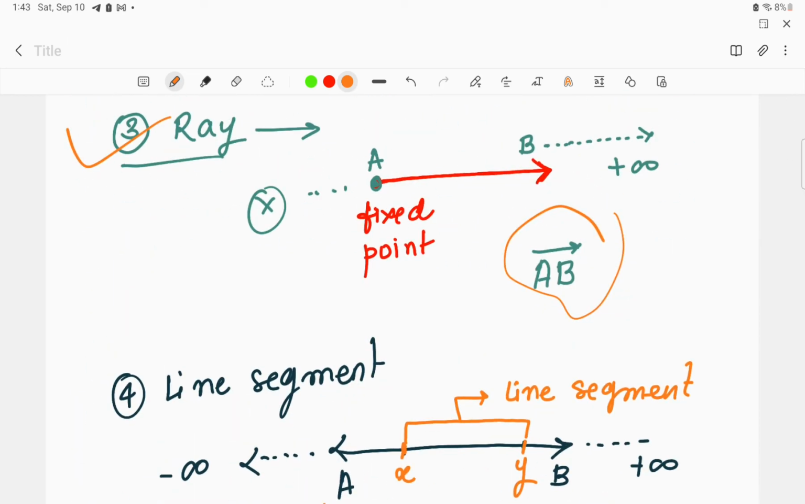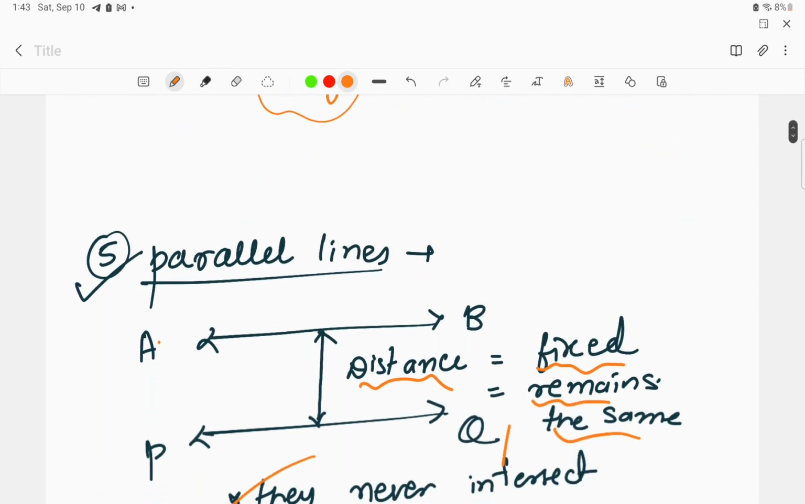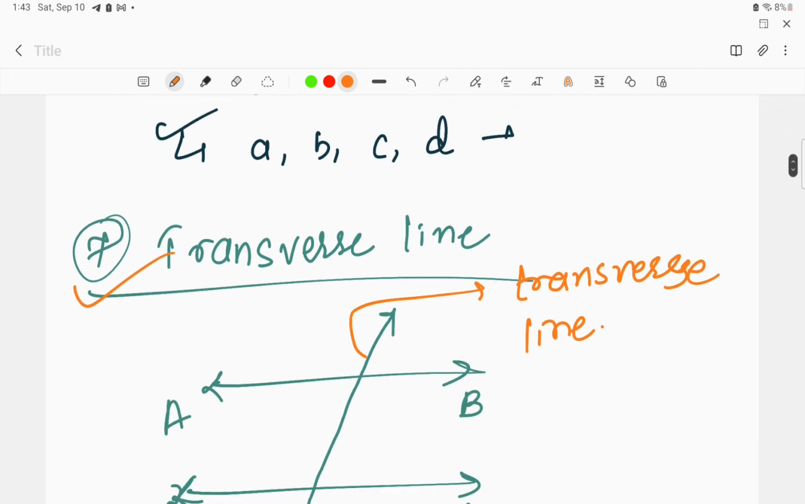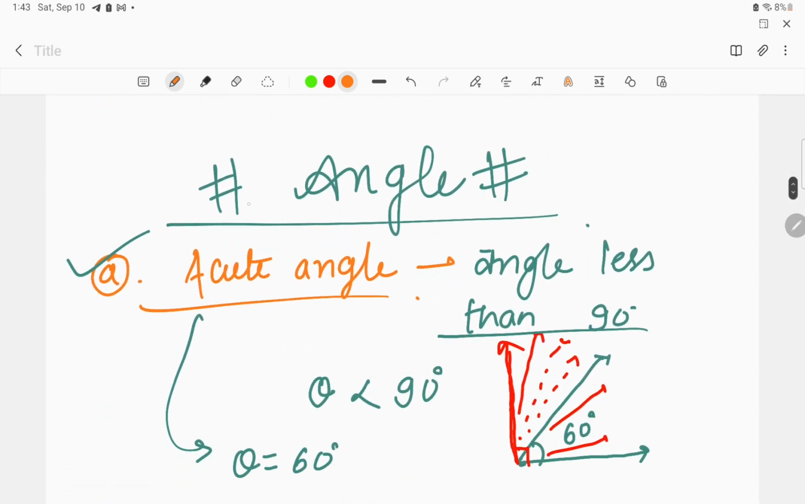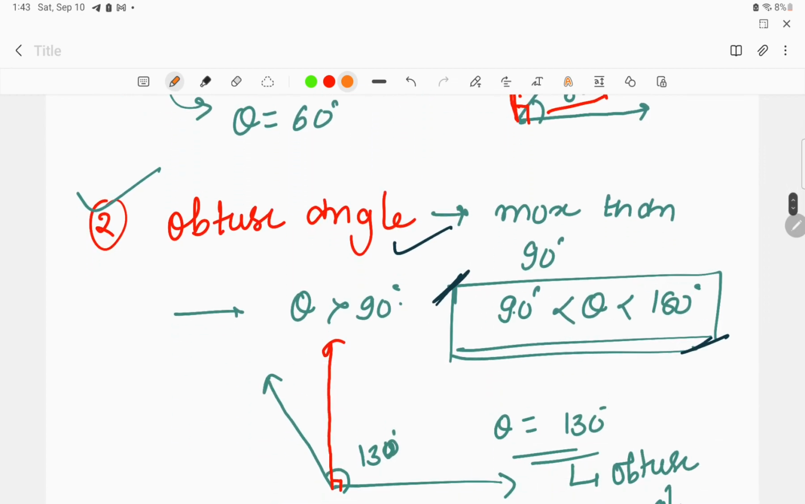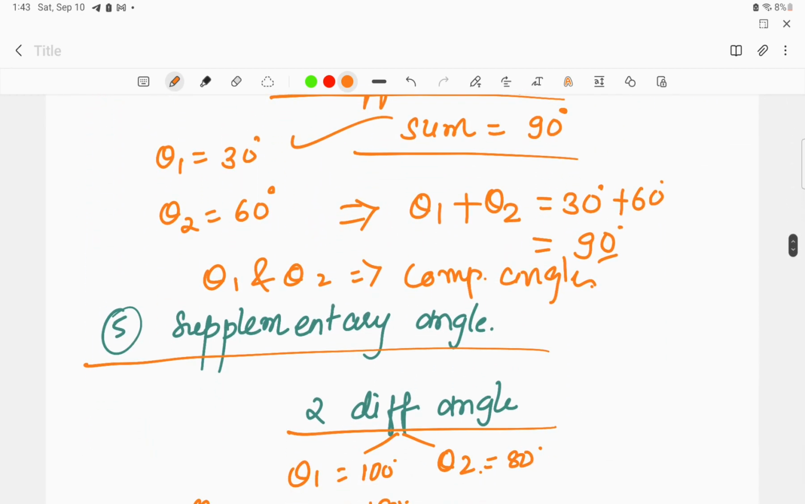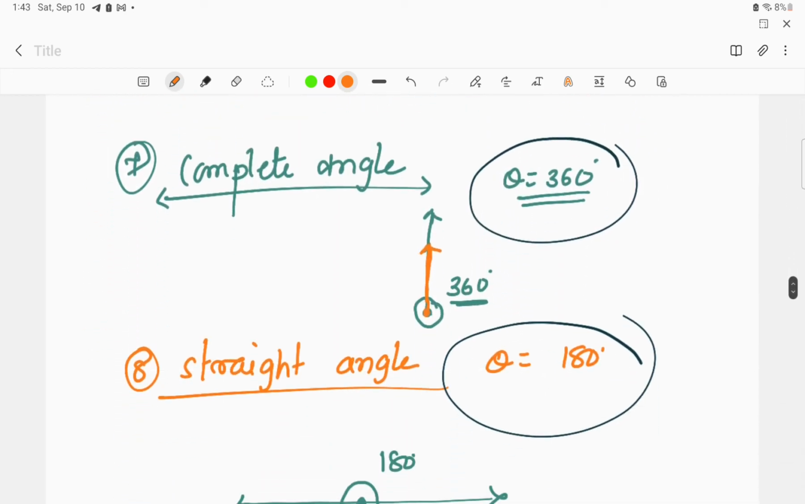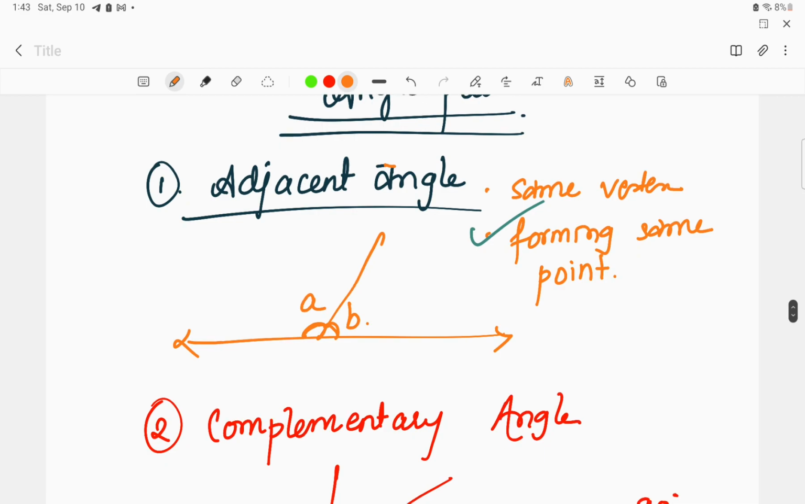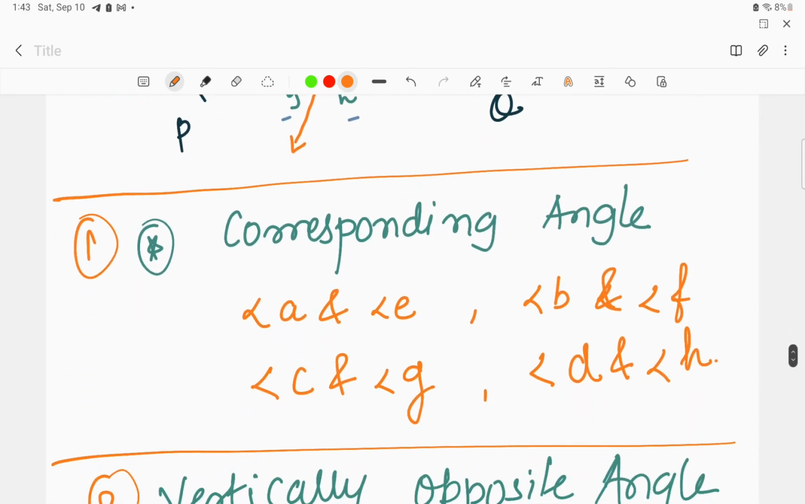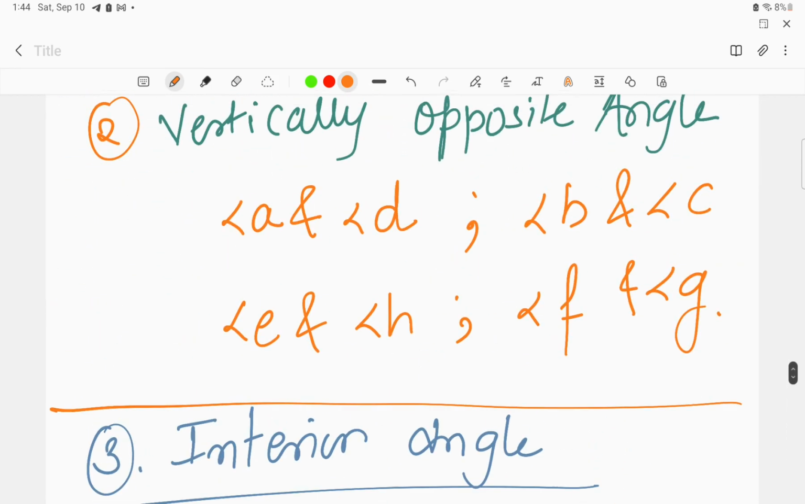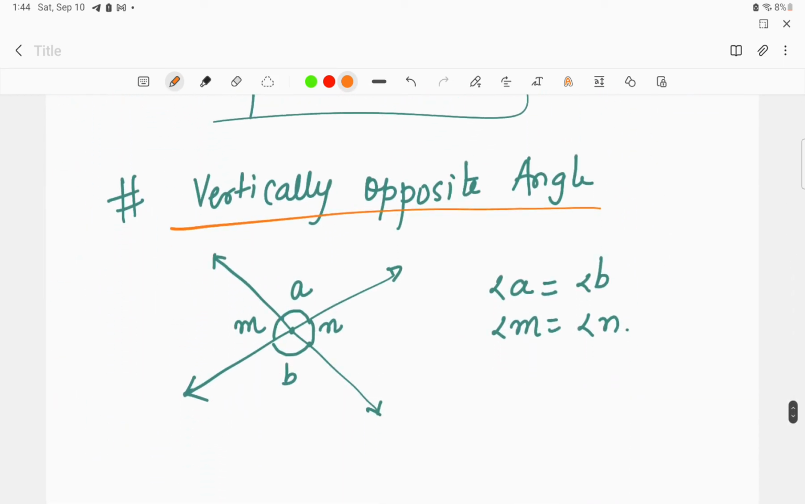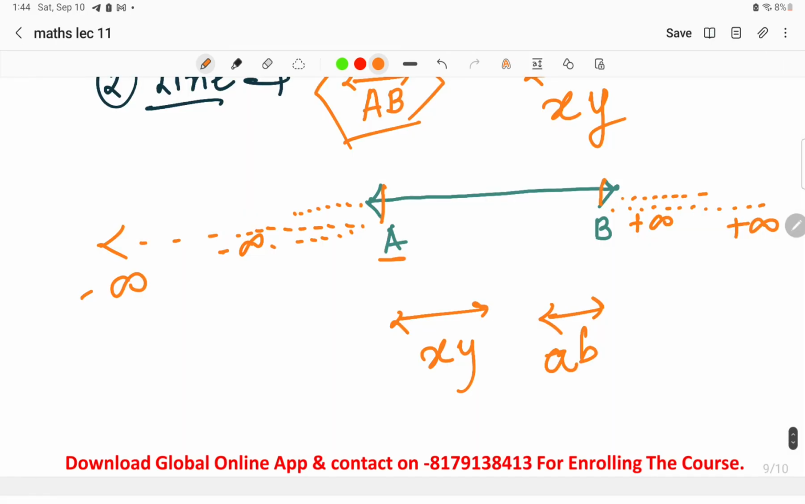We have seen lines, what are the points, rays, then line segment. Next we have seen the parallel lines, collinear pairs, what is a transversal line. Why is it responsible for forming the different angles, like acute angle, obtuse angle, right angle, complementary, supplementary angle, reflex angle, complete angle, straight angle. What are the angle pairs? We have seen adjacent angle, complementary, supplementary angles, corresponding angles, vertically opposite, interior exterior, alternative angles, and vertically opposite angles again. So this was all about today's lecture. In this lecture we have discussed all the important terms of geometry regarding the lines and the angles. So that was the end of today's lecture.